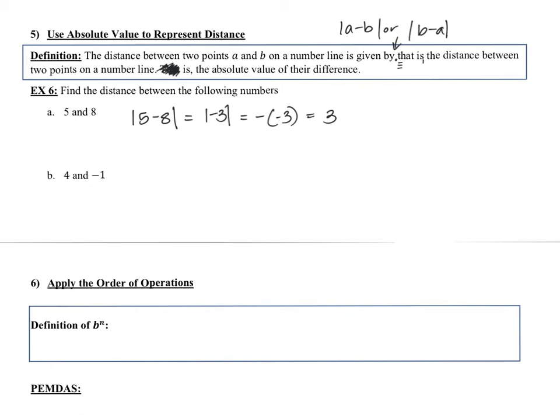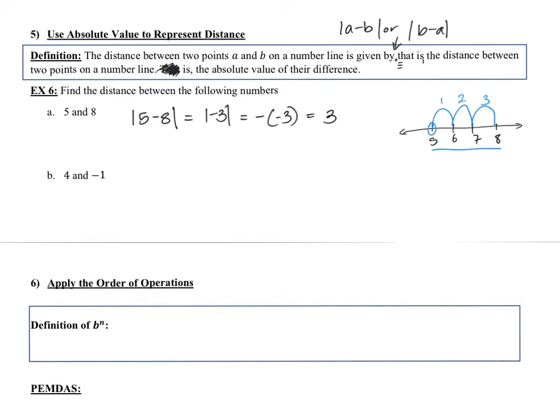Let's check this. Is this true? Let's go 5, 6, 7, 8 on a number line. From 5, we go 1, 2, 3. Oh, look at that. It's right. The distance from 5 to 8 is 3. All right, we're good. Let's go ahead and check the next one. Pause the video, try it out by yourself, and check back in with me in a second.